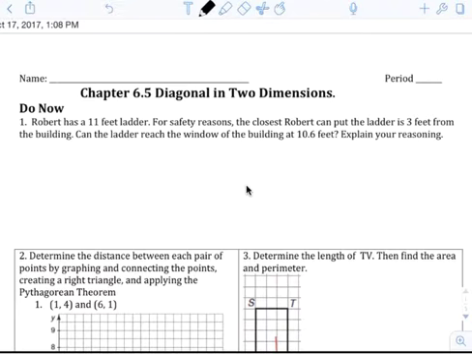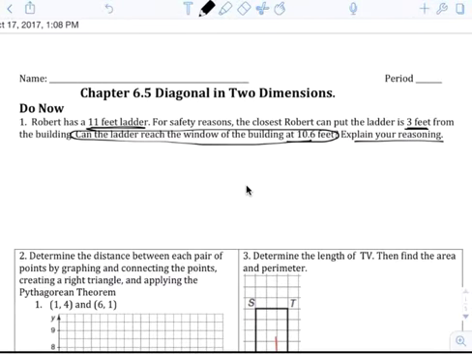So for my other periods, Robert has an 11-foot ladder. For safety reasons, the closest Robert can put the ladder is 3 feet from the building. Can the ladder reach the window of the building at 10.6 feet? That's what we're answering. Explain your reasoning.